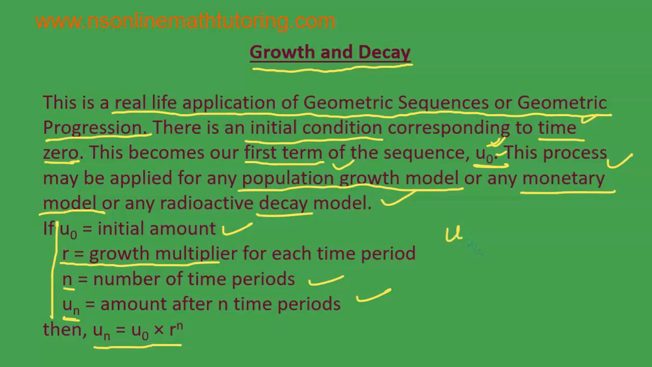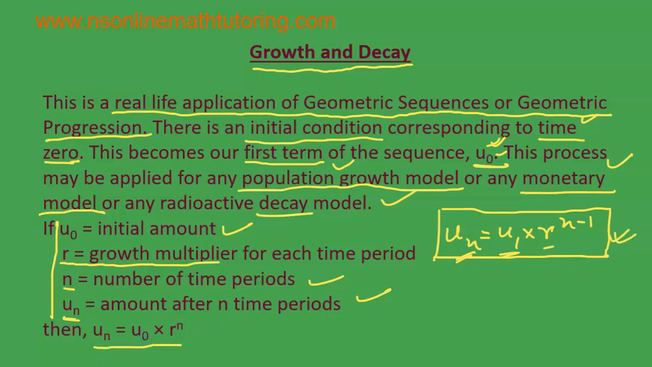We are familiar with this type of relation: Un is equal to U1 times R to the power of n minus 1, where U1 is the first term, R is the common ratio, and n is the term number, not the number of years. Un is the nth term. This is the general term formula for any geometric series. When we come to the real life application, the growth and decay model, this formula gets modified to this form: Un equal to U0 times R to the power of n.